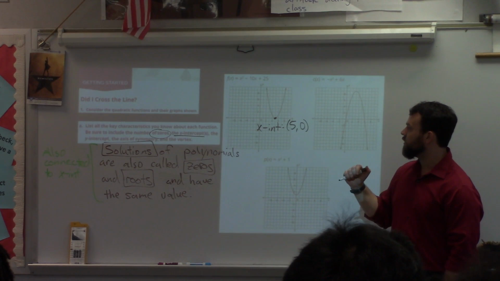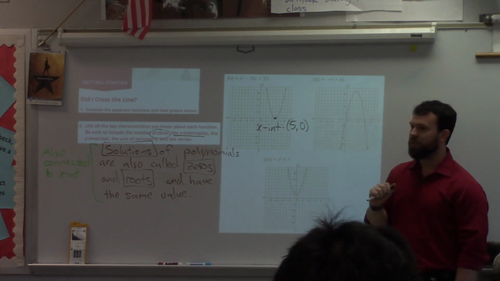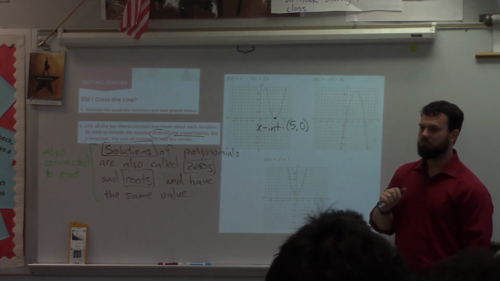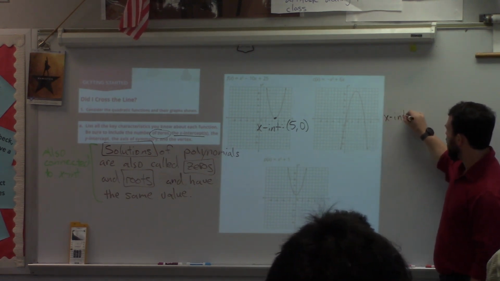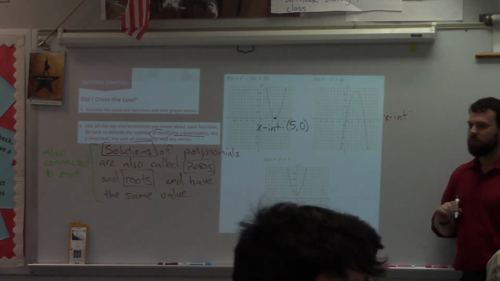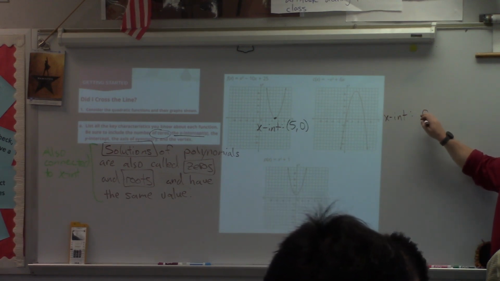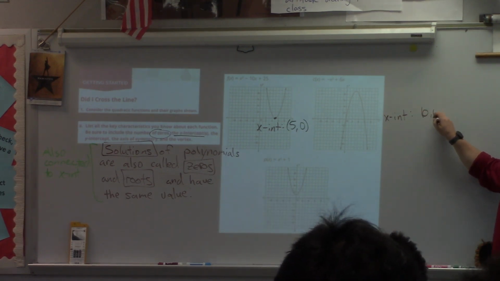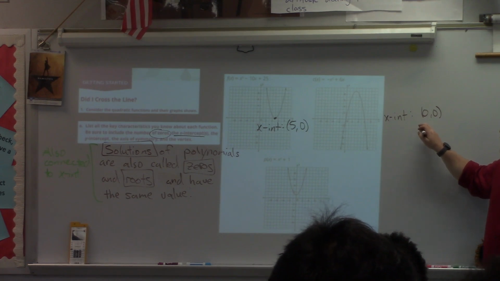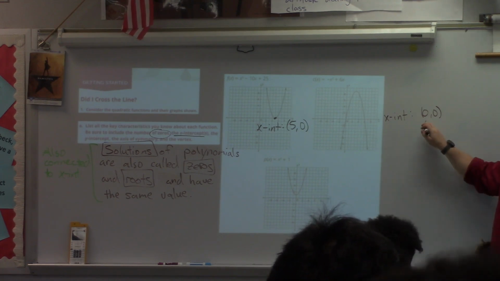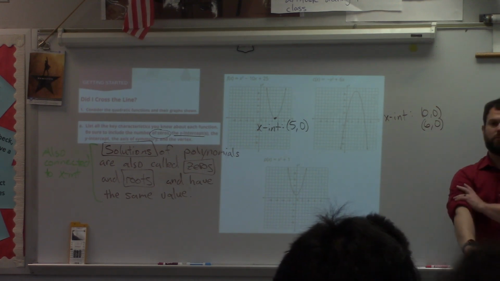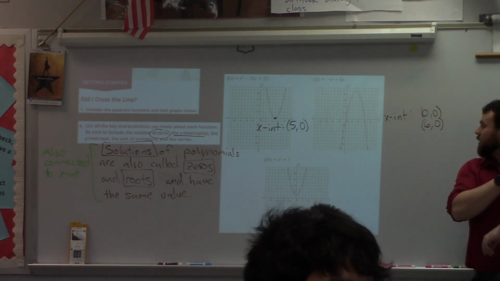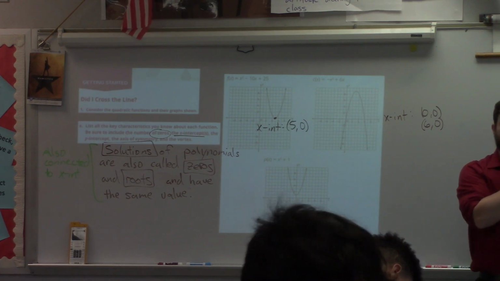That is the x-intercept. Are there any other x-intercepts for that function? No. Okay, so let's look at c of x. What are the x-intercepts for c of x? Close. 6, 0. Remember, the x always comes first, right? It's alphabetical. So 6, comma 0, you good? Okay. So there's the x-intercepts.